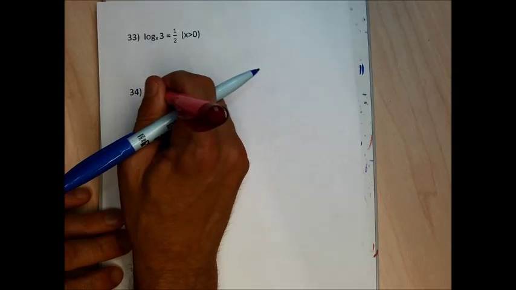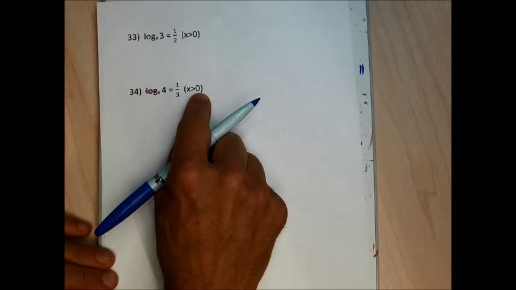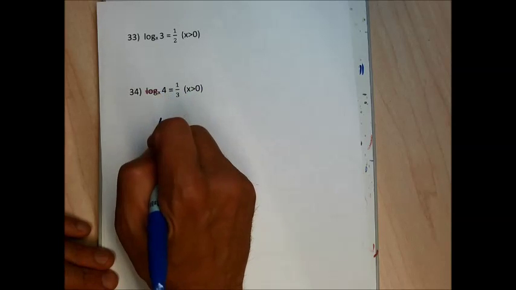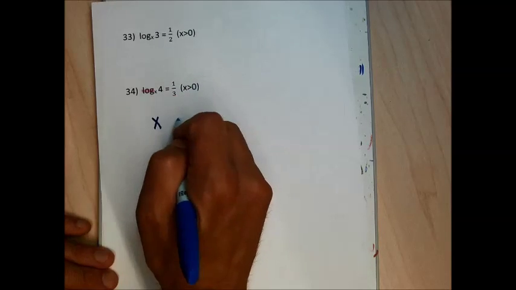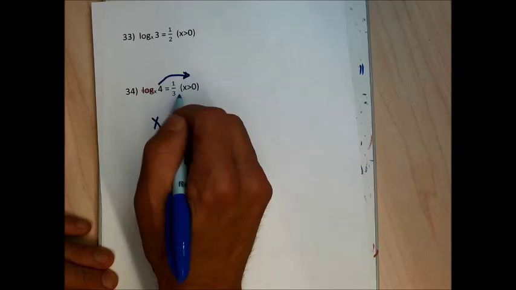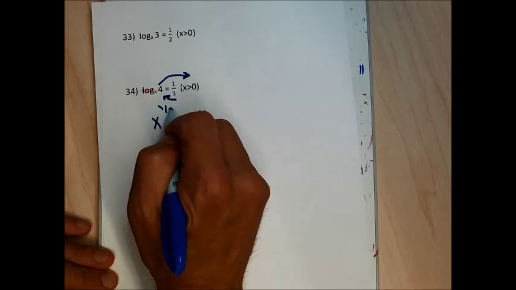33 and 34, same style. 33, I'm going to cross out the logarithm. This parenthetical comment doesn't impact the algebra other than I can only have positive solutions. When I cross out the logarithm, I'm going to leave the x on the left-hand side. I'm going to leave the equal sign in place. I'm going to move the 4 to the right-hand side, make it on the same level as the x, move the 1/3 over and make it an exponent.